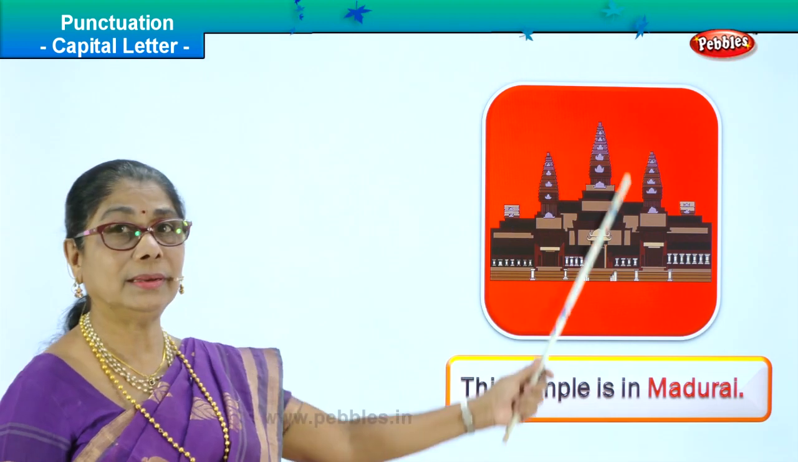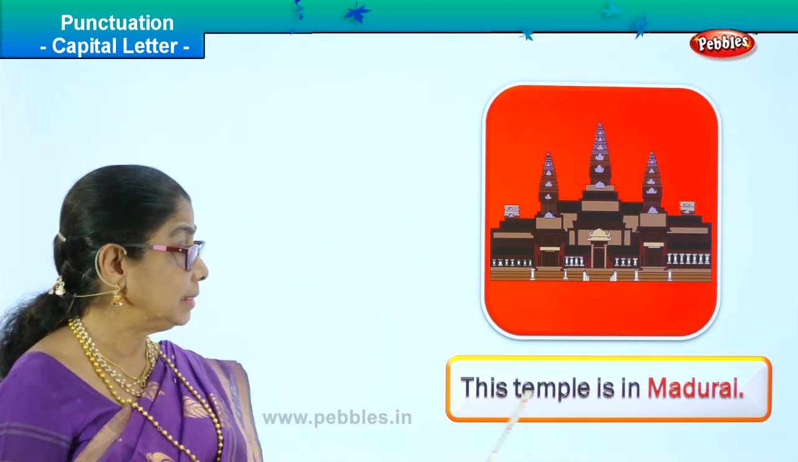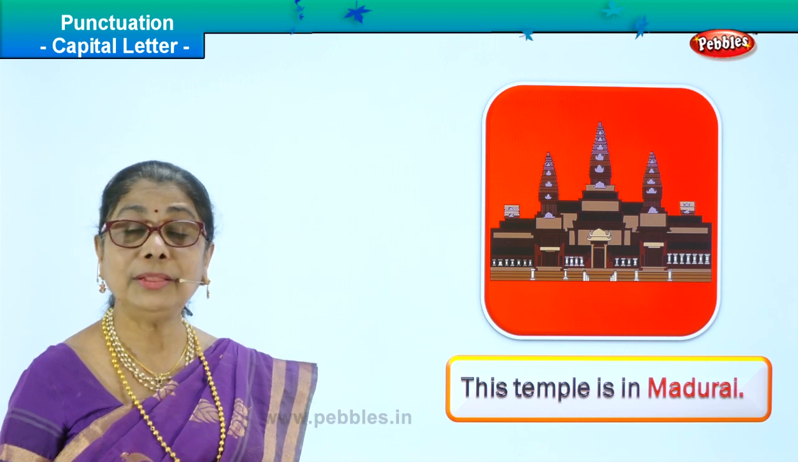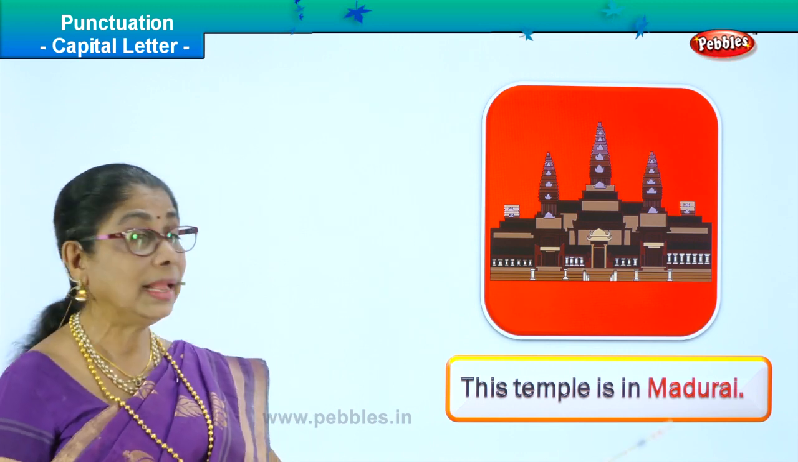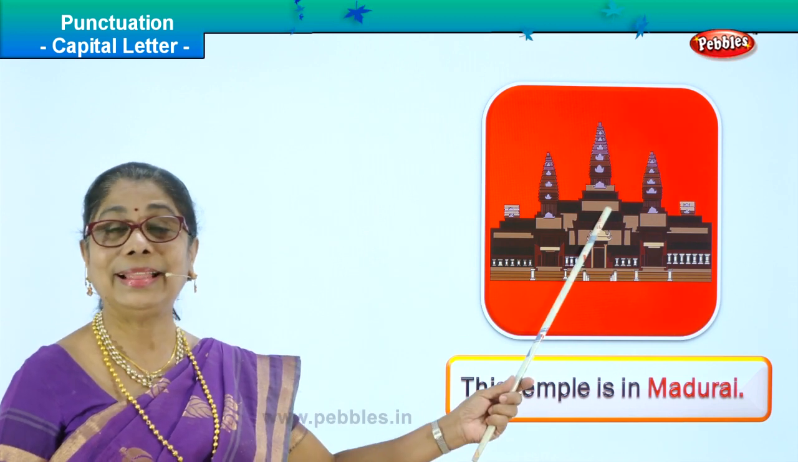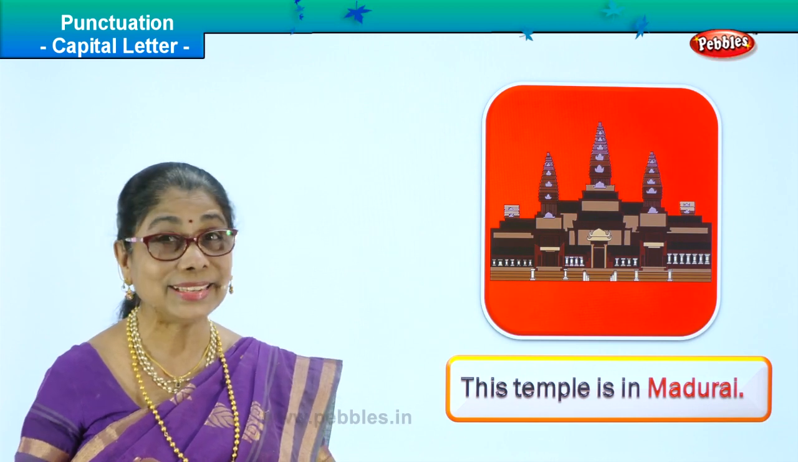There's a temple here. The temple is in a very special place. This temple is in what place? Madurai. Yes. So M, Madurai is the name of a place. So we write M capital letter. Did you enjoy the use of capital letters in this exercise? Good.